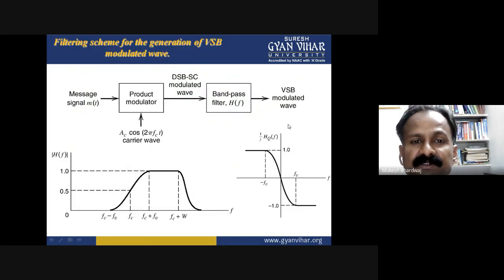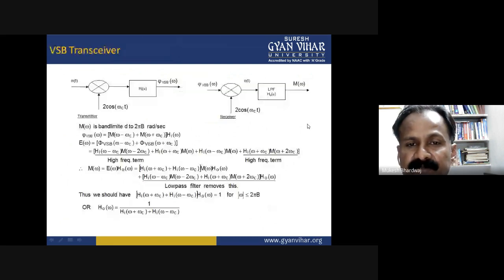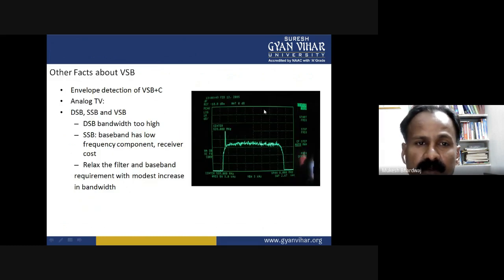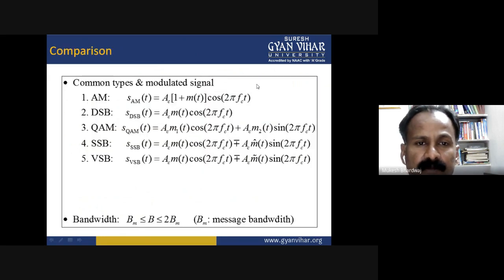Filtering scheme for the generation of VSB modulated wave. This is the block diagram representation for the filtering scheme. This is the mathematical equation and the block diagram for the VSB transmitter, transceiver. Other facts about the VSB: comparison, common types and amplitude signal. These are the tabular chart for the comparison of amplitude modulation, double sideband, quadrature amplitude, single sideband, vestigial sideband.